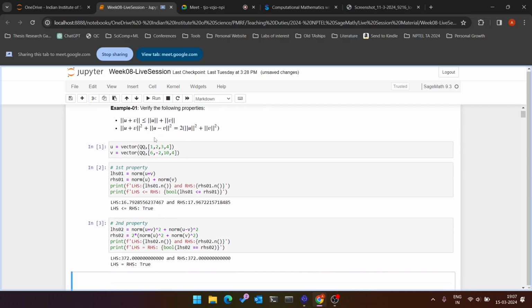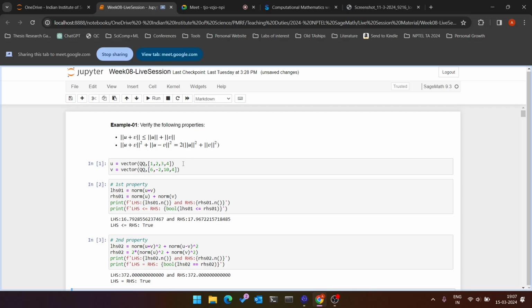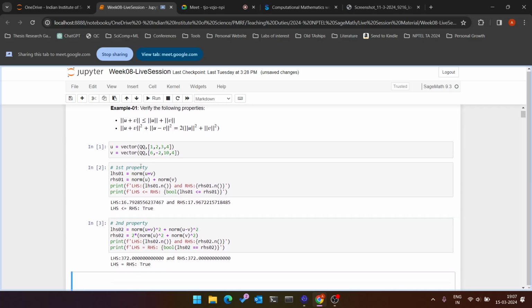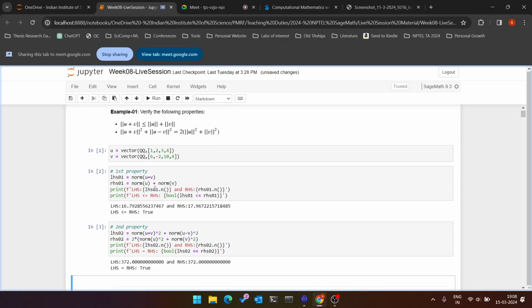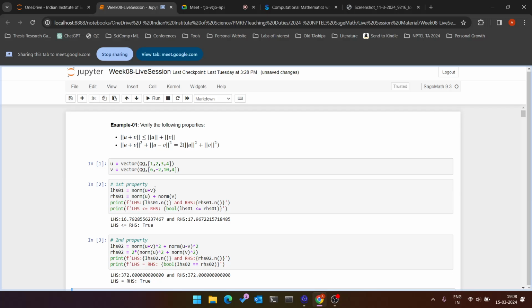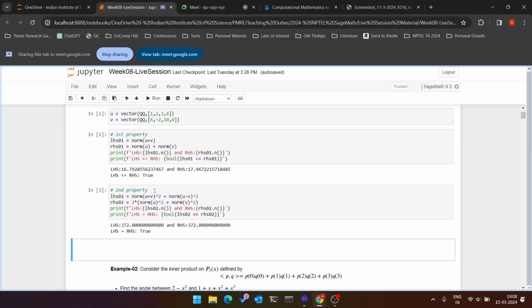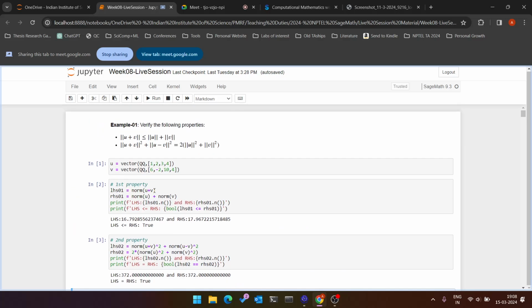So with the randomly chosen vectors, we can see that these properties are indeed verified. Okay, I believe this is fairly straightforward. If you have any questions here, you can ask them now.